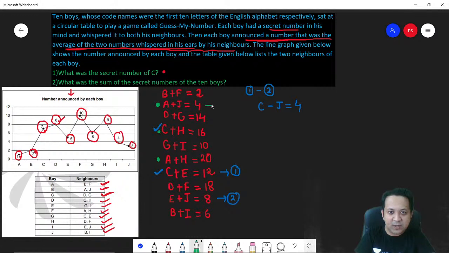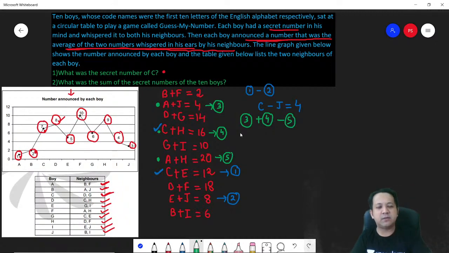Let's call this equation 3, this equation 4, and this equation 5. Can you tell me how much you will get if you do 3 plus 4 minus 5? Think about it. Equation 3 plus 4 minus 5. So 5 has got A and H.